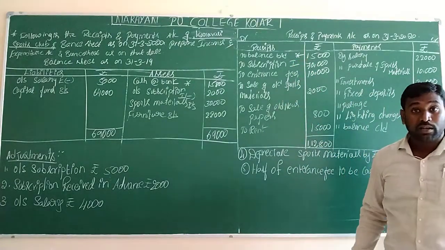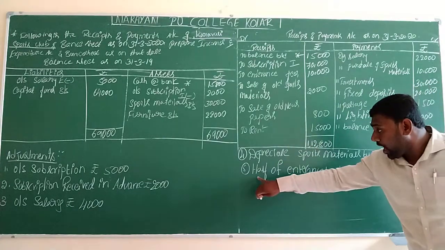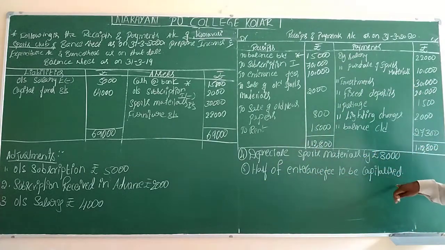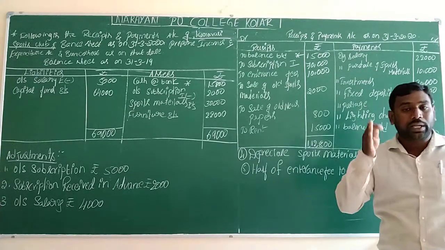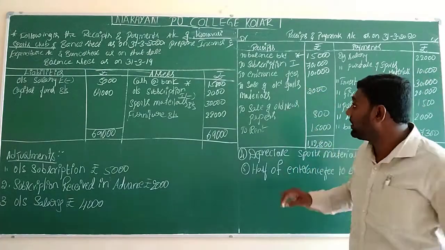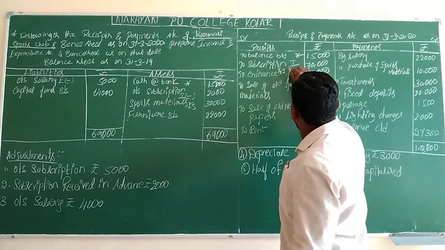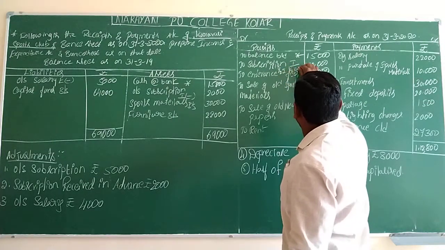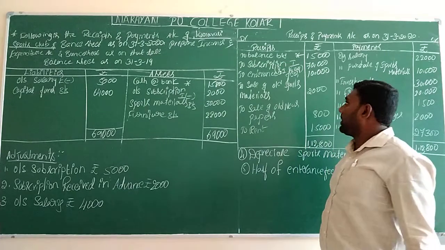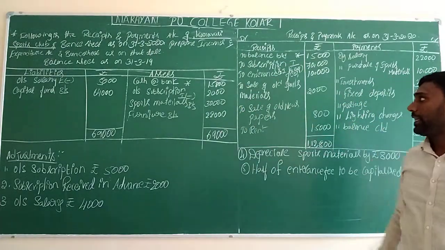Subscription, so it is an income. Entrance fees, for this there is an adjustment. Adjustment number 5 says that half of the entrance fees to be capitalized. That means half of the entrance fees should be considered as capital. The remaining half we consider as income. Out of this 10,000, 5,000 is capital, 5,000 is income.